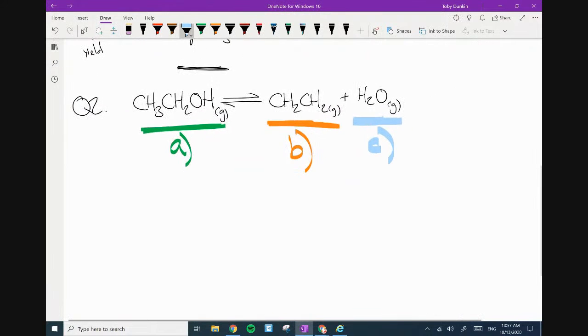Right, now I need to give you some information on this in terms of endo or exo. This is positive. It's about 43, I believe. 43 kilojoules per mole.